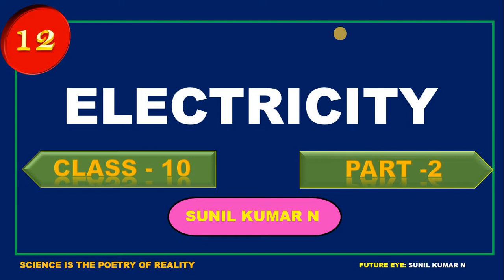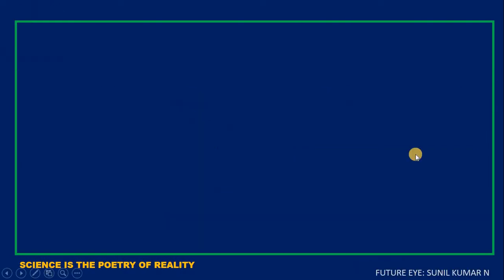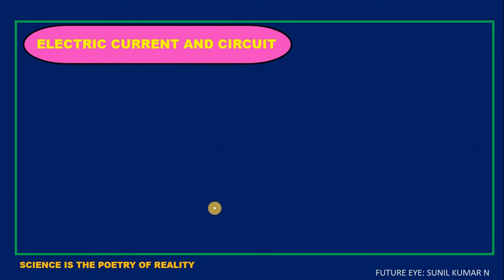In this class, I am going to discuss the first topic from the chapter electricity, that is electric current and circuit. Before going to learn things under this topic, let me remind you of an experiment which we studied in the last video, I mean the glass rod and silk cloth experiment.